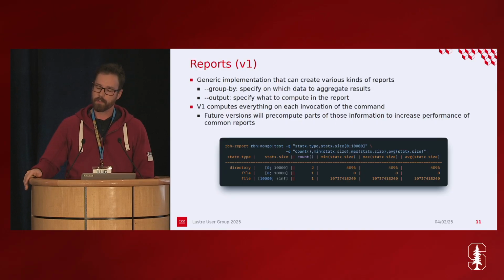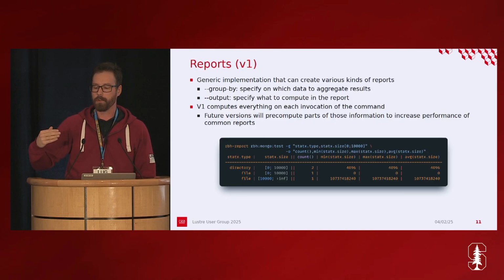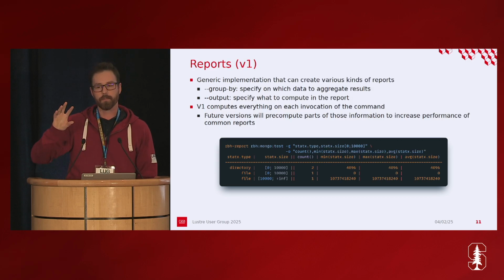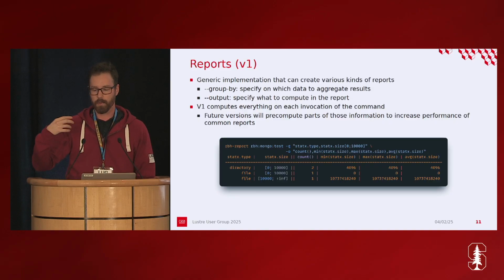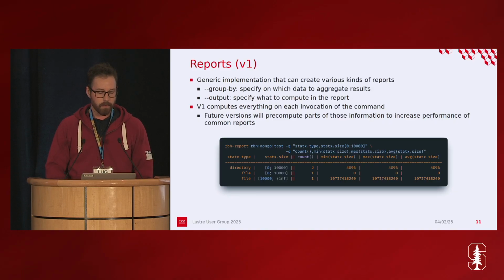This is the first version of RBH report, which essentially recomputes everything each time you want to create a report. In Robinhood 3, there's a lot of pre-computation that happens behind the scenes so that the reports are generated much faster. On a real database with a lot of inodes, this can be very slow. So the future versions will also pre-compute parts of that info so that the reports are generated faster.